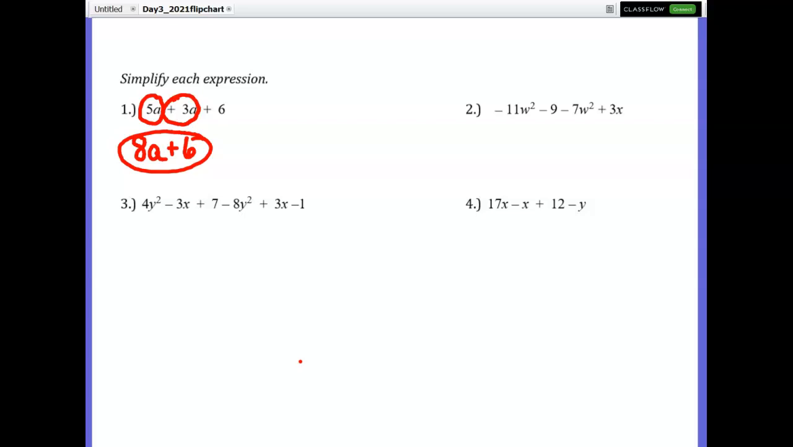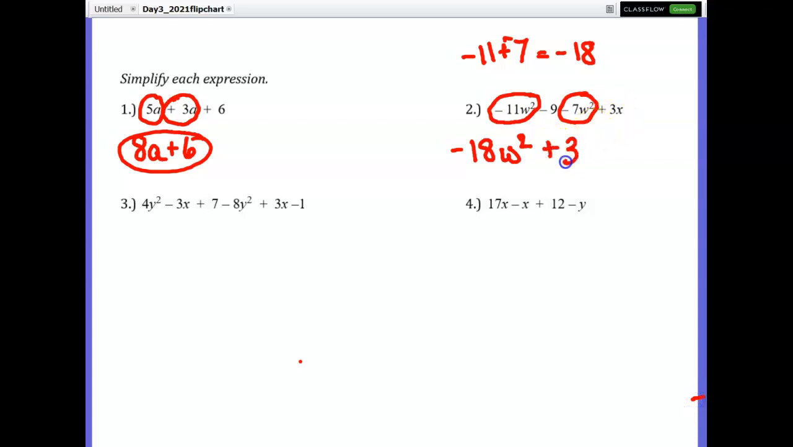All right, and number 2, I'm going to look at my examples. I've got a negative 11w squared, and I've got a negative 7w squared. So I look at the coefficients, negative 11 minus 7. I use my knowledge of integers, and this would become plus a negative. This is actually a negative 18. So a negative 18, and don't forget the w squared. Okay, that's going to stay the same. Okay, my other terms, I have a 3x, so I'm just going to add the 3x. There's nothing I can combine it with, and then the minus 9. Nothing to combine that constant with. So there's my answer.